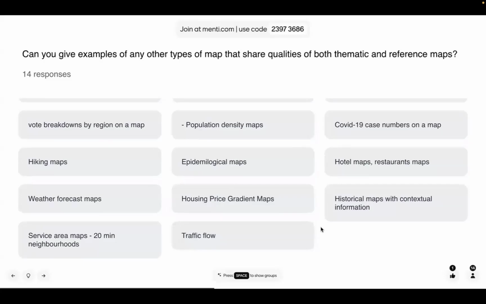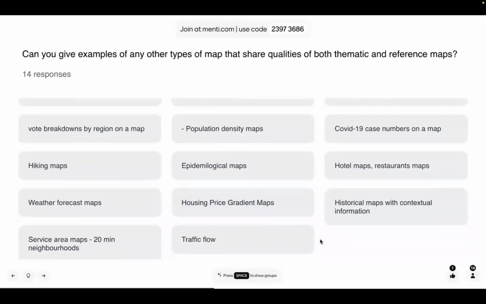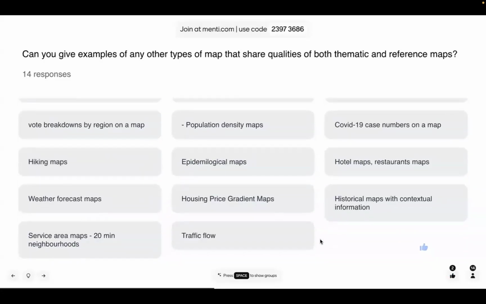Traffic flow, that's a great example of a map that shares both thematic and reference map qualities. I don't think I've ever had so many votes in this question, so thank you all for participating in that.